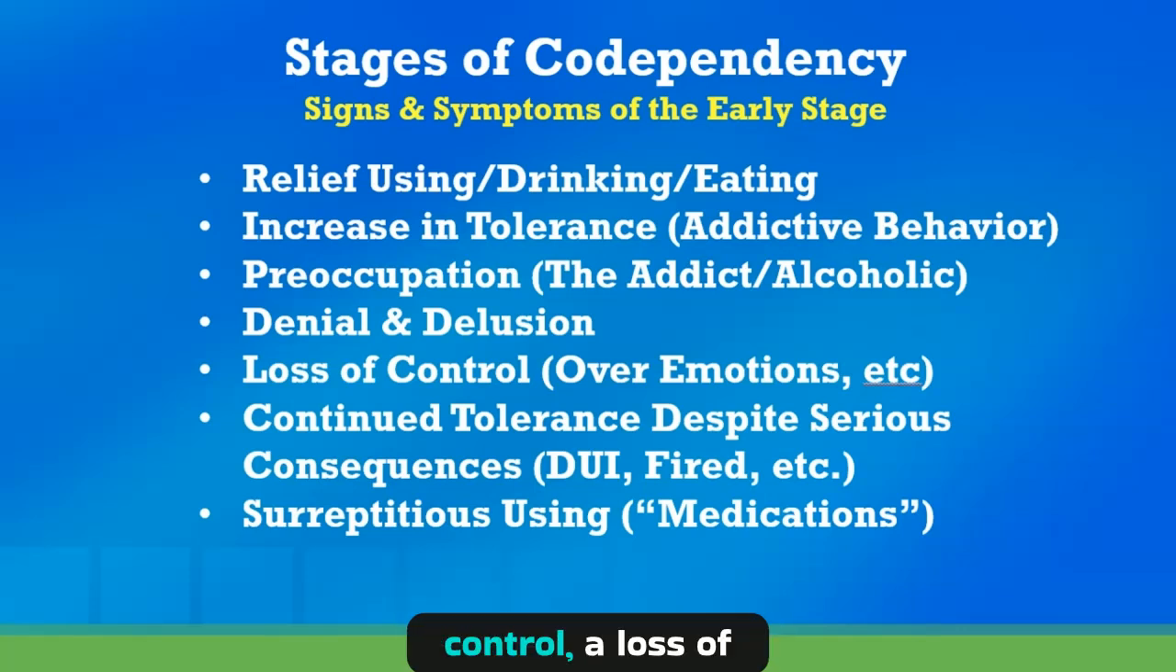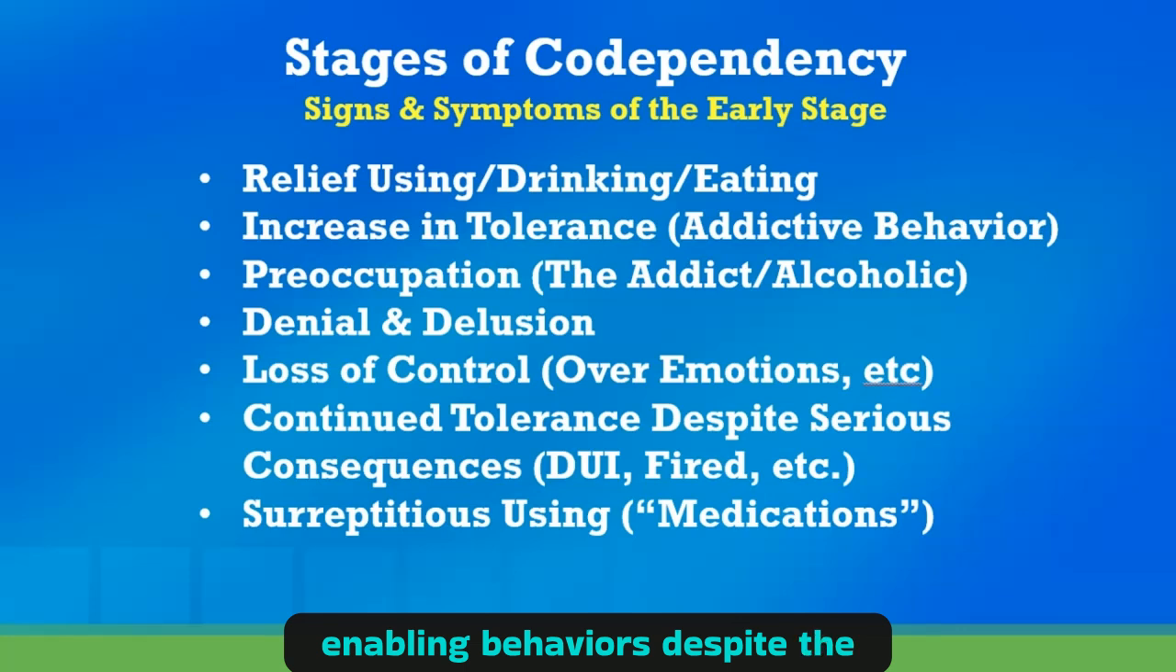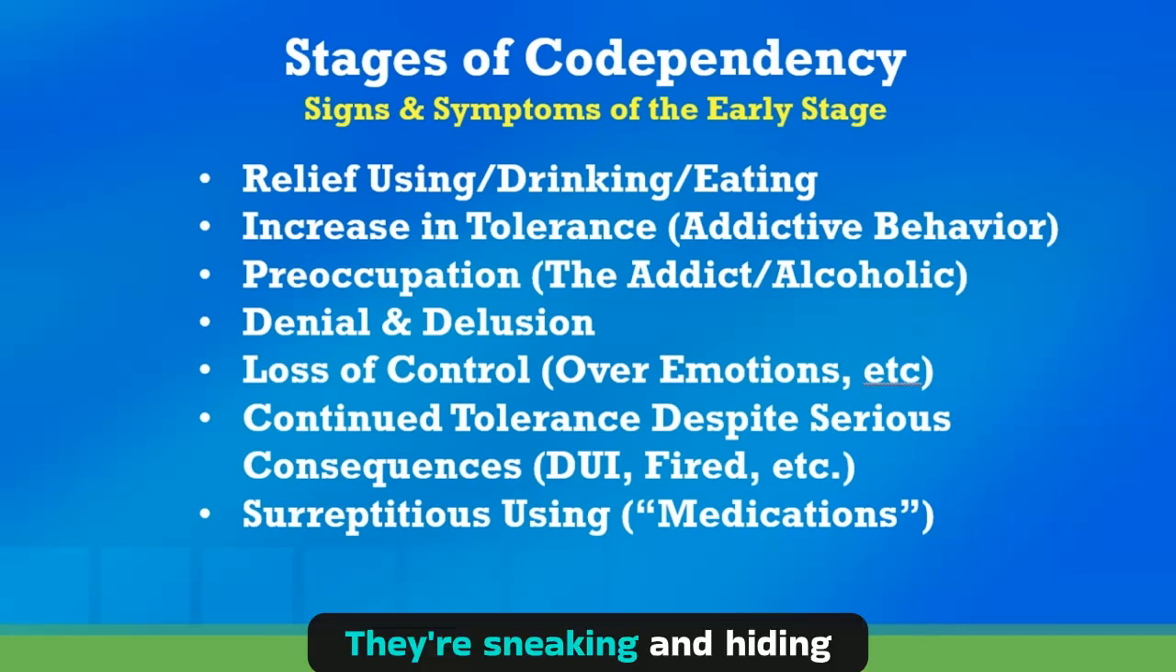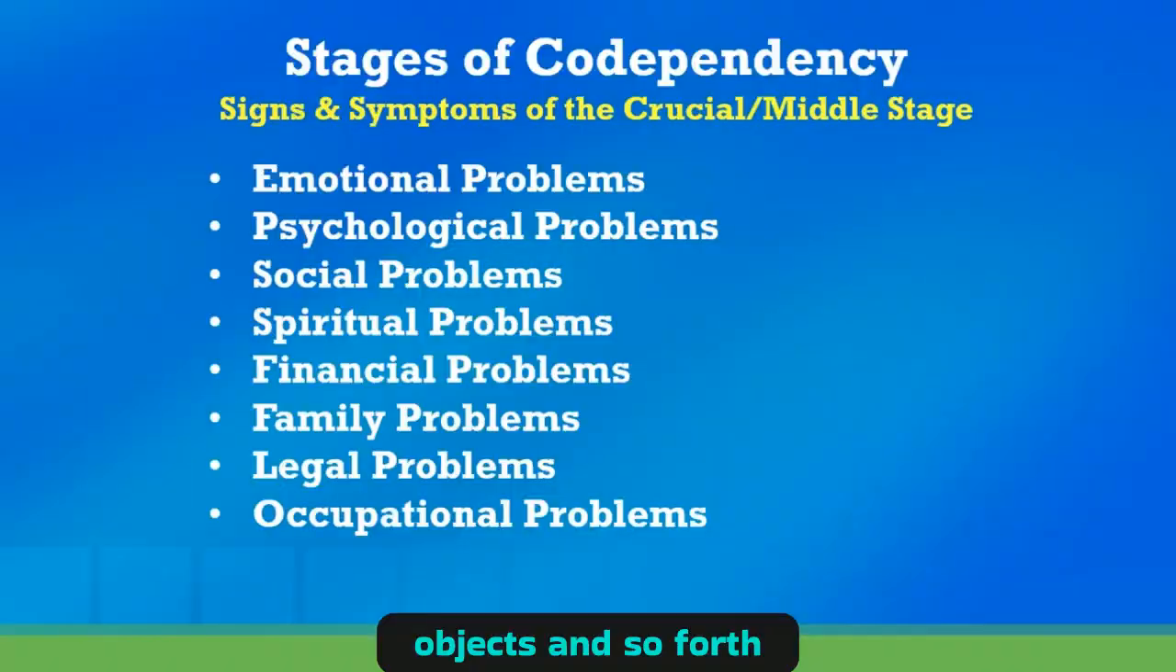There's a loss of control over eating, or over yelling at the kids, or losing our temper, and emotional loss of control. There's continued use of enabling behaviors despite the serious negative consequences, DWIs and bailing them out of jail and calling into the employer and making up stories about why they're late or not there again. There's sneaking and hiding and stashing of relief objects and so forth.